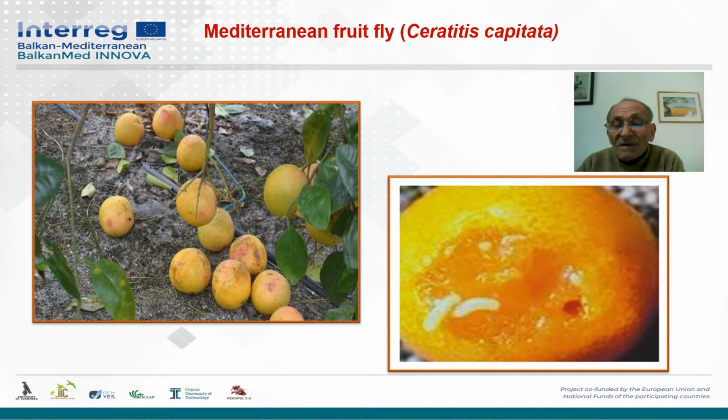In general, the flies have a white larva and a legless larva. We see here inside the pulp of the mandarin two larvae from Mediterranean fruit fly, Ceratitis capitata.